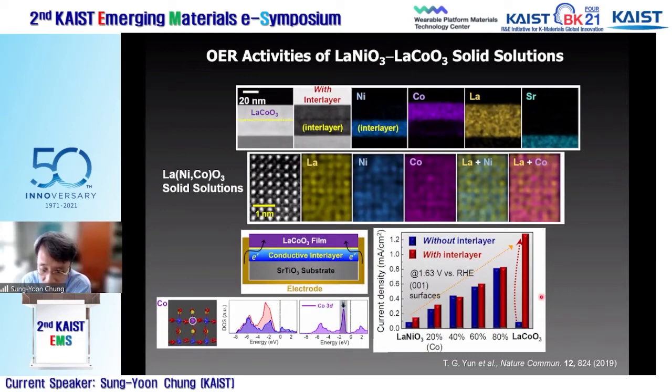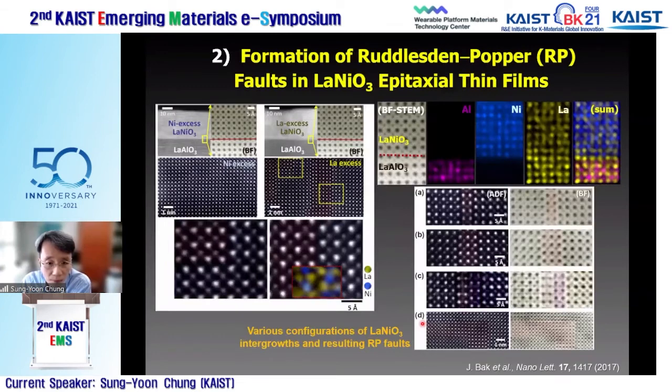The OER catalytic activity of ruthenium cobalt oxide is more than one order of magnitude higher than that of ruthenium nickel oxide. So I think the relationship between the density of states and the composition is quite straightforward. The second example is the crystal structure observation.